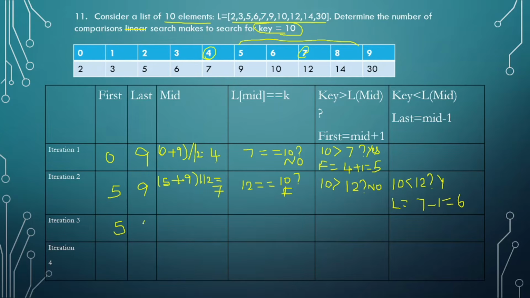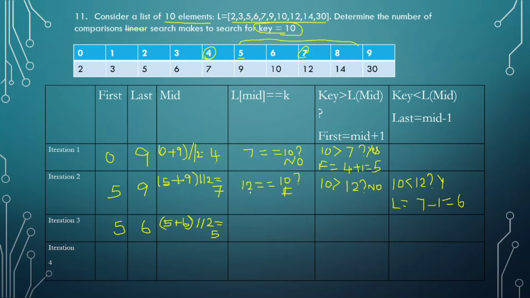Now the first element is the same, 5 only, it keeps continuing, and the last element, instead of 9, you change it to 6. Now again you are going to find out the mid position. So 5 plus 6 is 11, by 2. So what is the answer? 5 only. You have to take the integer part, 5. So 5 is the fifth index.